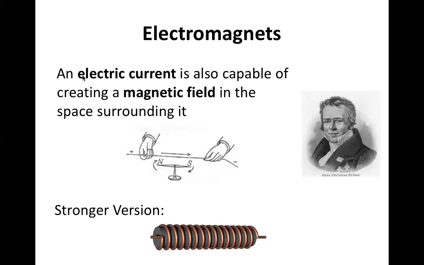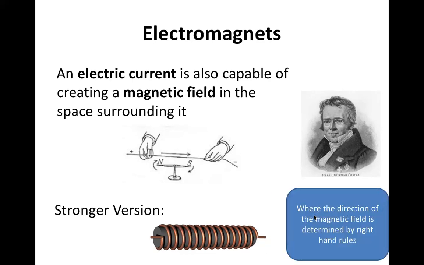So an electric current is capable of creating a magnetic field in the space surrounding it, and Ørsted discovered this. Here's the current carrying wire, and the compass needle will point a different direction if there was current going through it as compared to if the current was off. We can amplify the effect if we wrap the wire around a coil, where the direction of the magnetic field is determined by the right-hand rules.